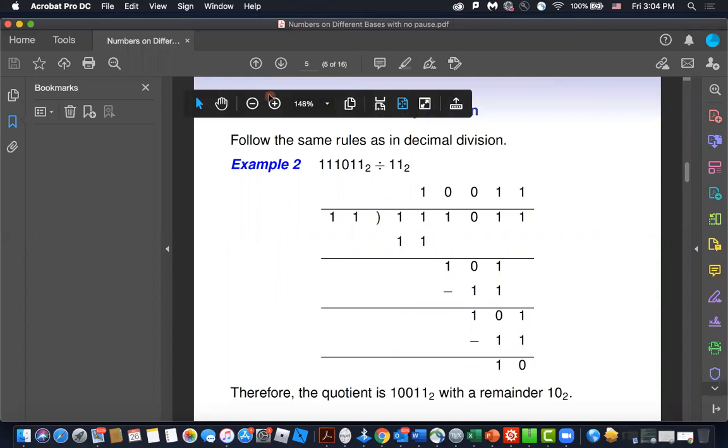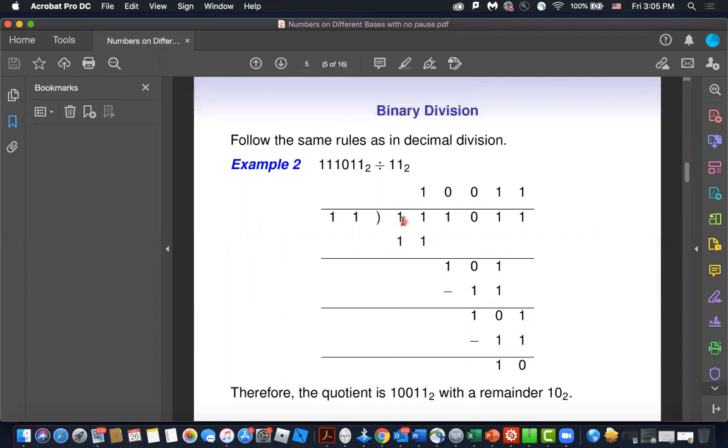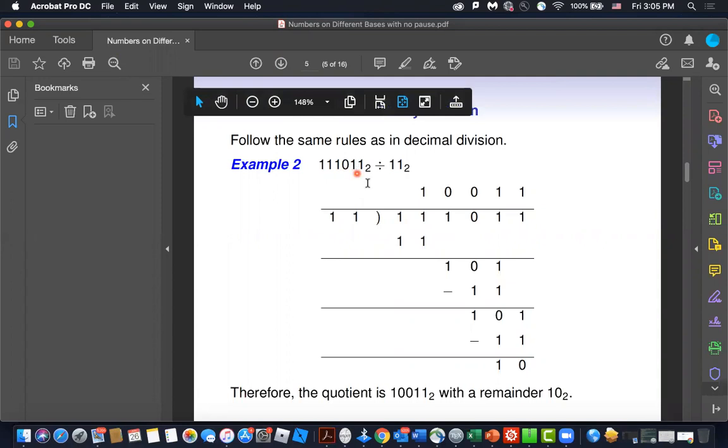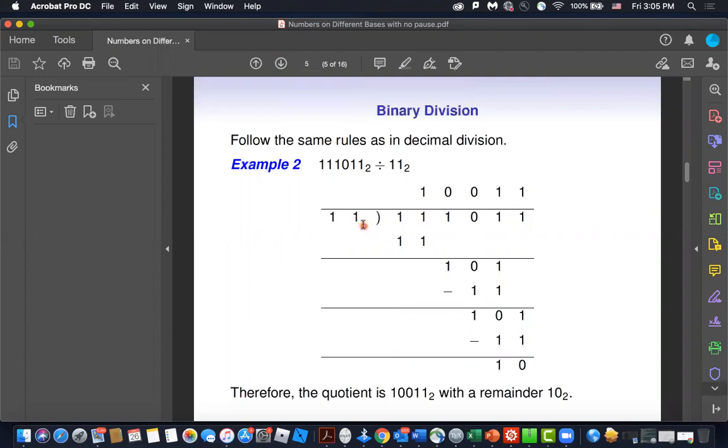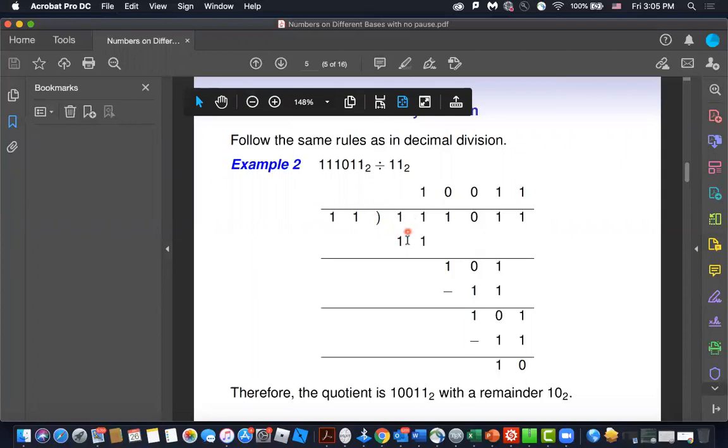Okay, division. We can do something similar to decimal numbers. We can do division on binary. So we are going to divide 111011, six digits here, by 11 in base 2. It's identical to what we did in decimal. Look at this. For the quotient, we put 1 here, and then you subtract here, you get 0, so you don't have to do anything here.